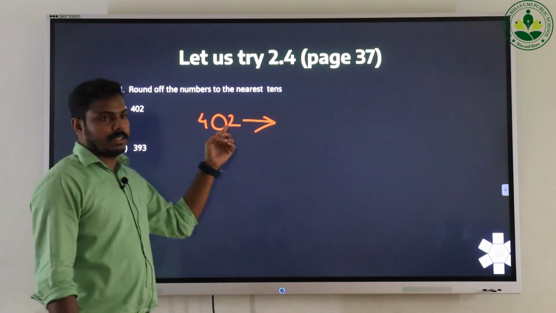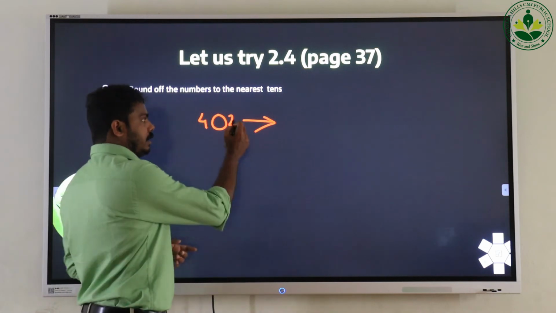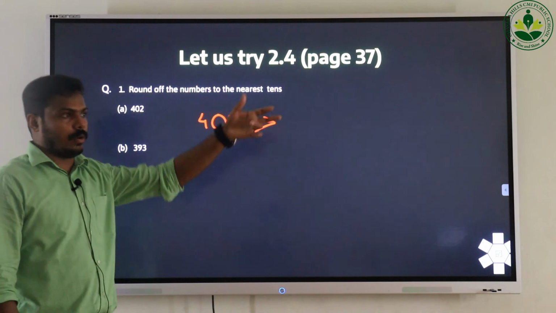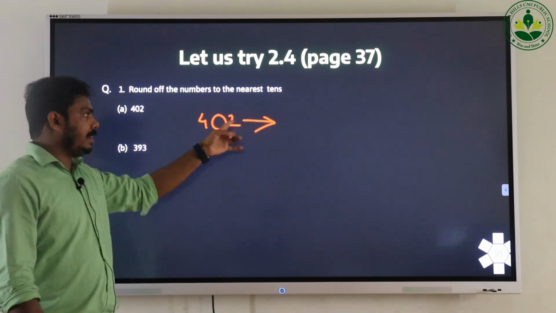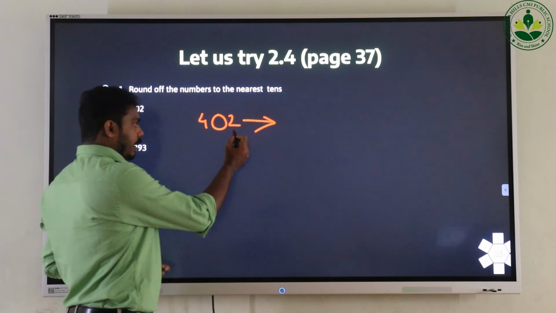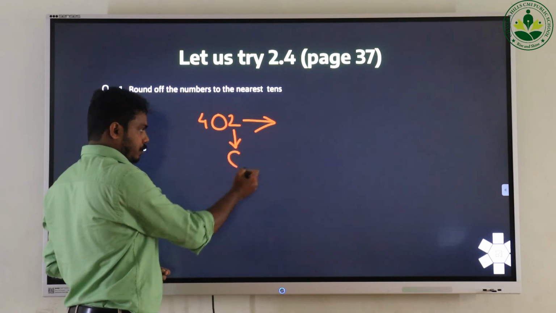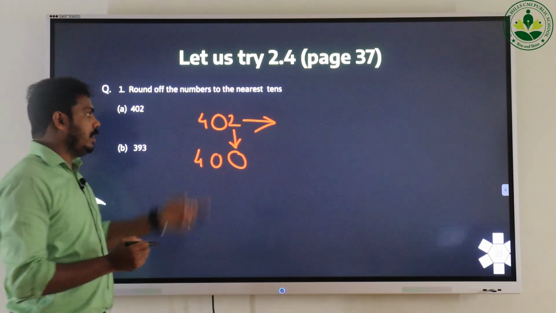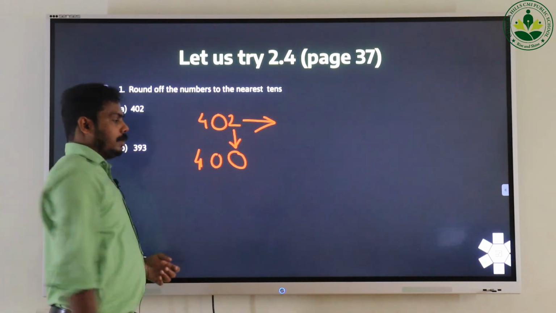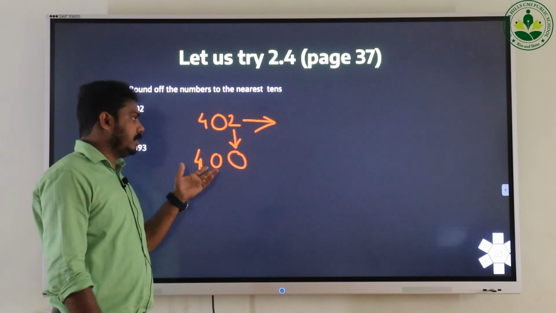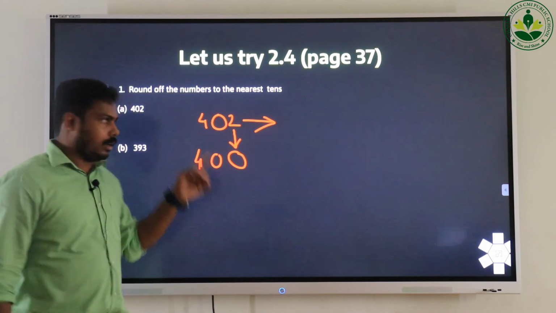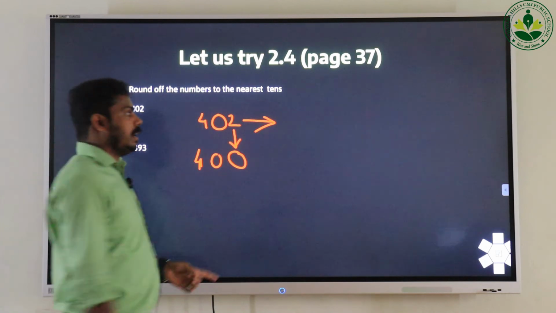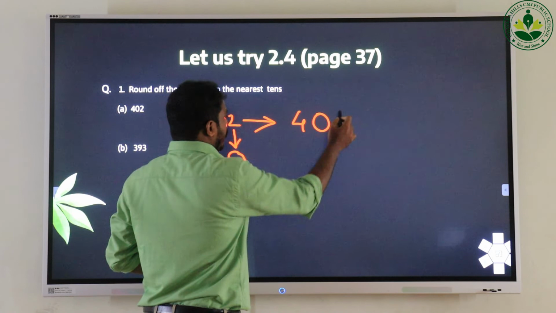Here, look at the digit in the ones place. Here the digit is 2. If it is less than 5, that means it is 0, 1, 2, 3, 4. Here it is 2, so write 0 instead of that 2. And there is no change in the tens place digit and hundreds place digit. Write the same digits. Now it becomes 400. If we round off 402 to the nearest tens, we get the answer 400.